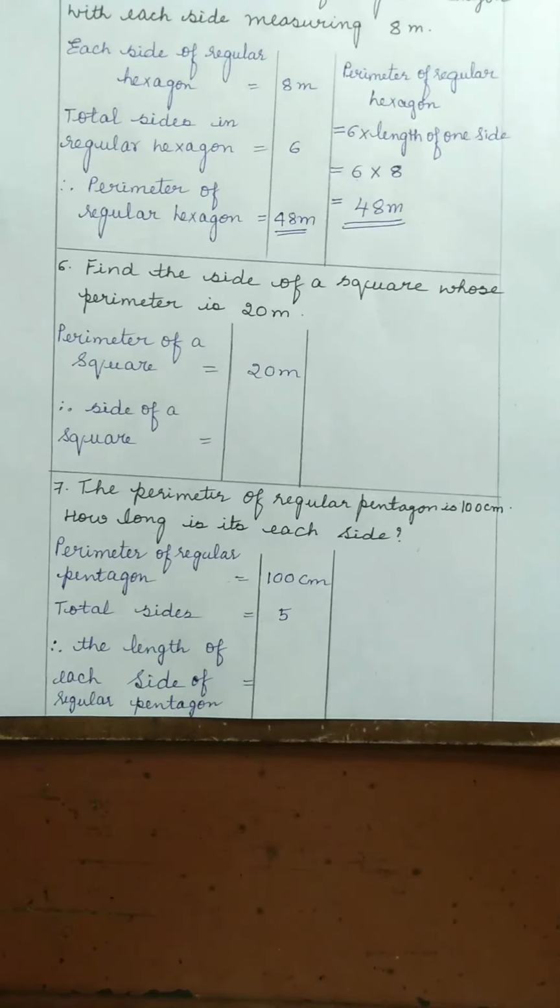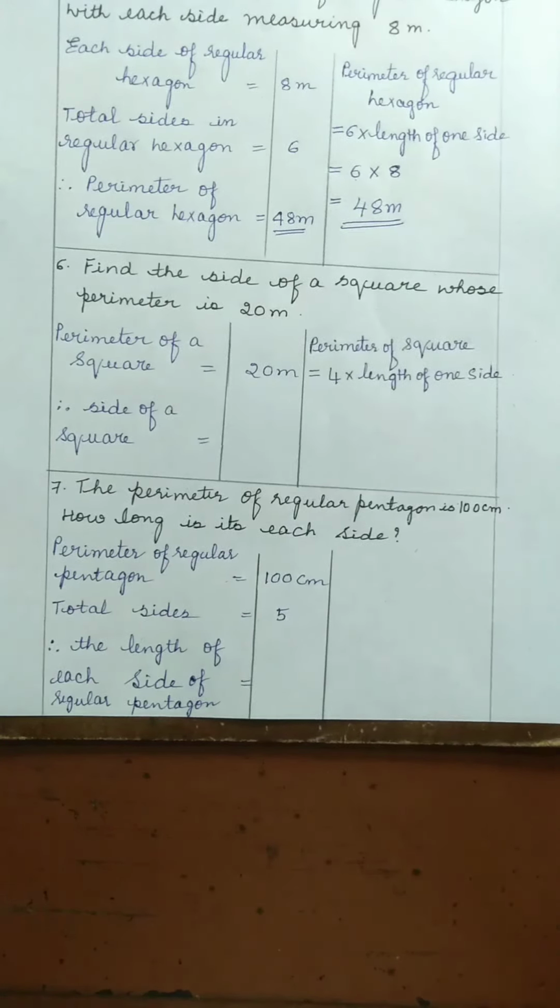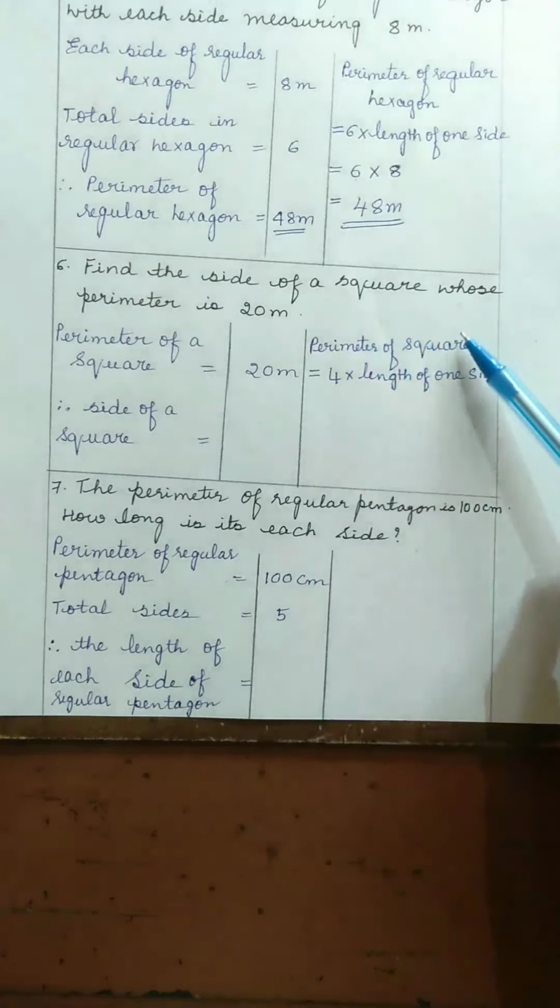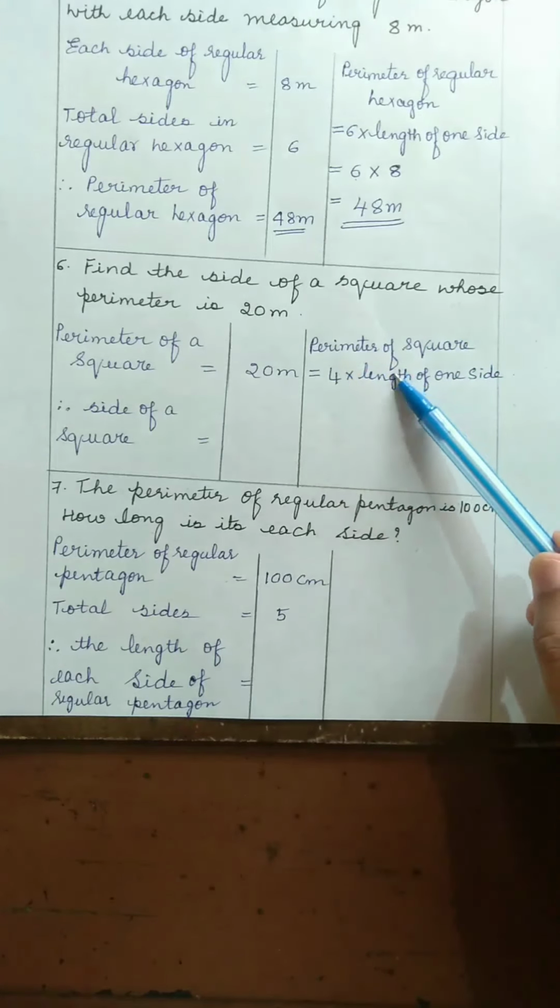So, if we get the length of one side, then all the remaining 3 sides are equal, because in a square, all the 4 sides are equal. So, in order to calculate the side of a square given the perimeter, we shall apply the perimeter formula. The perimeter of a square is equal to 4 into length of one side.